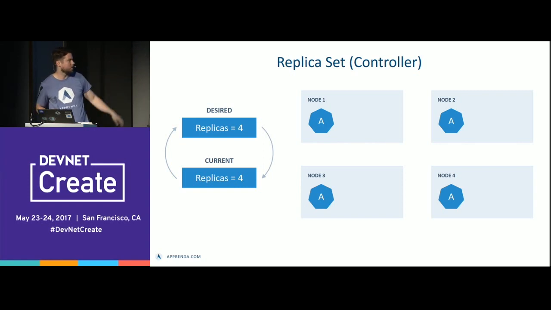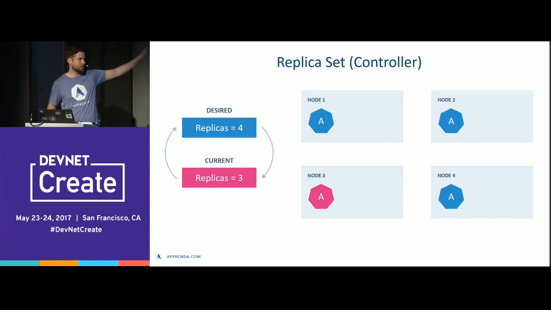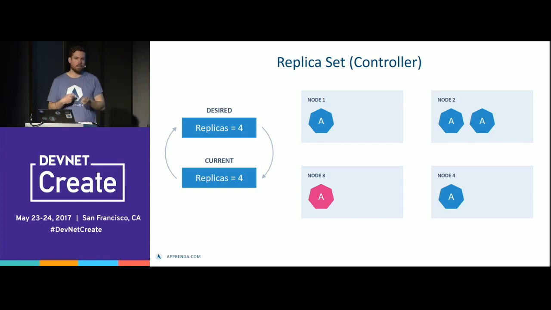So an example of this is, say I wanted 4 replicas of this application on my infrastructure. We have 4 different nodes here. So I said replicas equal to 4. But what happens if one of the servers goes down? You could see that the 4 is no longer equal to the 3, the actual state. And so it's going to reconcile that. It's actually going to take that application and move it to another piece of the infrastructure so that the desired state is equal to the current state. And it's in a constant loop.